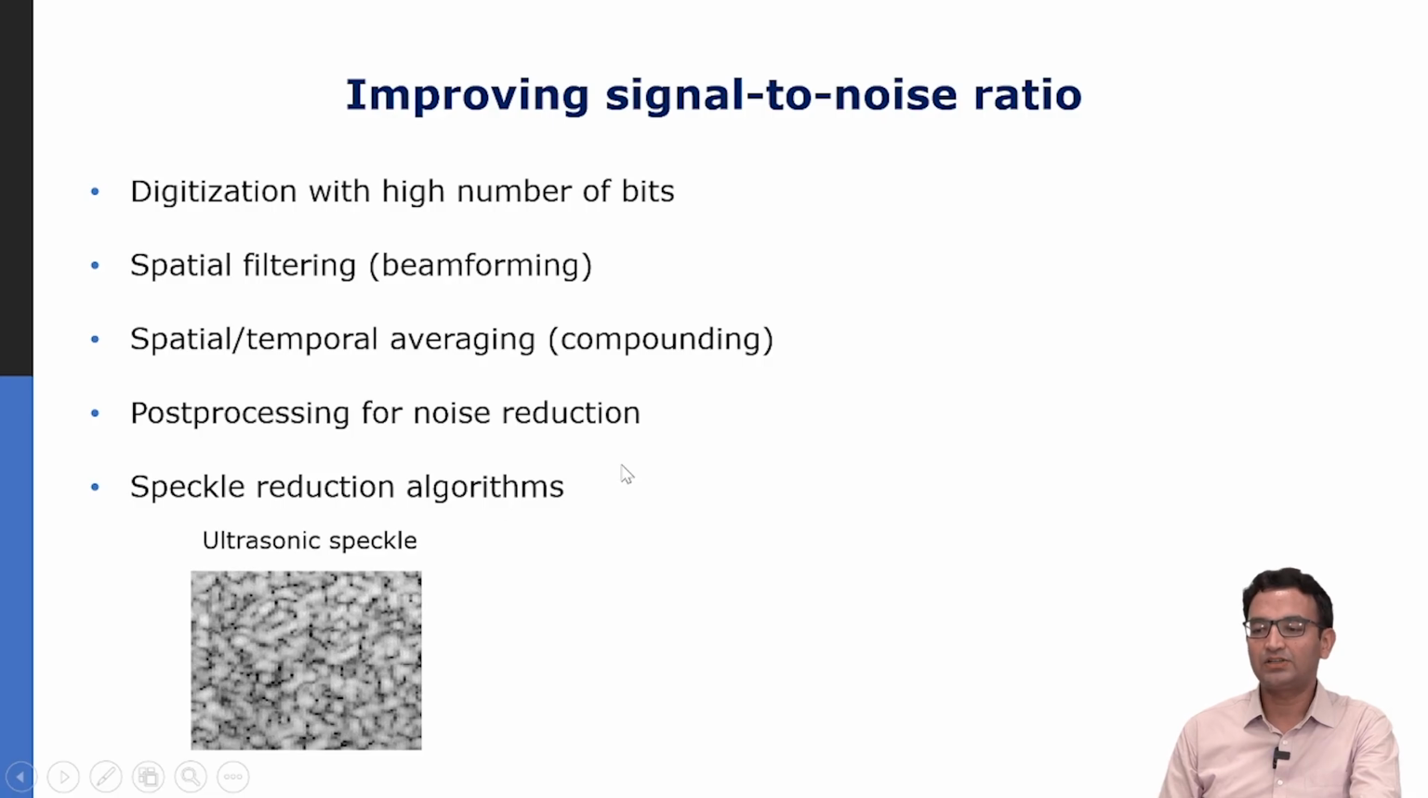Lastly, there are speckle reduction algorithms. So speckle is not exactly random like noise, it is deterministic. It is caused by constructive and destructive interference of scatterers which are sub-wavelength. But in some mathematical formulations, speckle can be modeled as a multiplicative noise. Instead of noise that gets added to the signal, speckle is modeled as noise that gets multiplied to the signal. So if we reduce speckle by some speckle reduction algorithms, a large number of algorithms exist, then we can improve the signal to noise ratio.